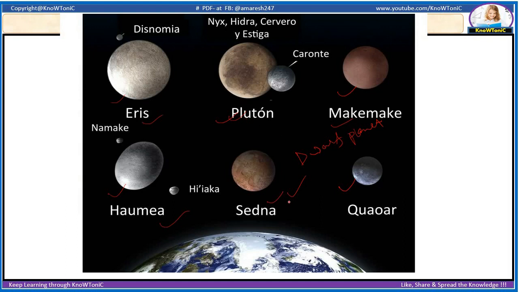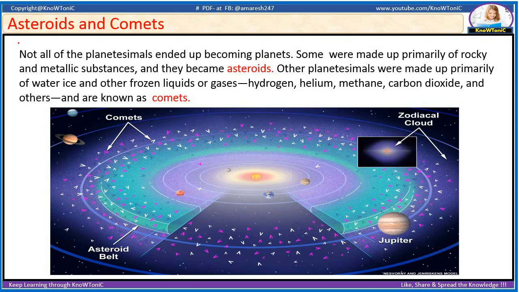Okay, so now moving ahead. What are asteroids and comets? These are the most confusing terms that are always encountered in astrophysics or astronomy.